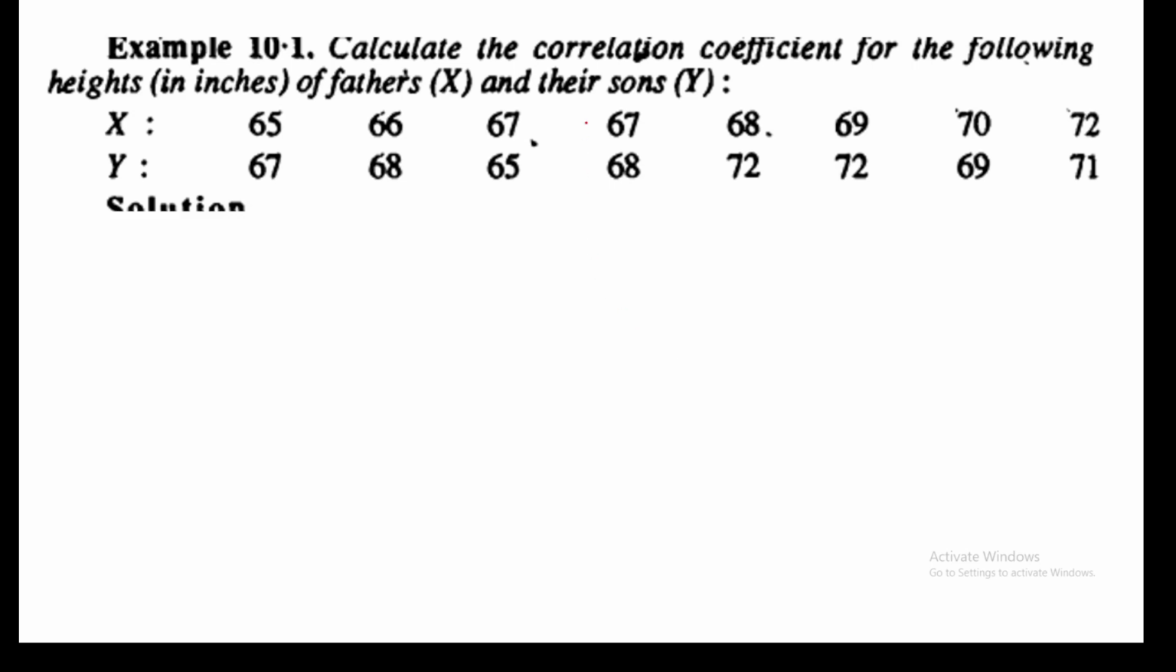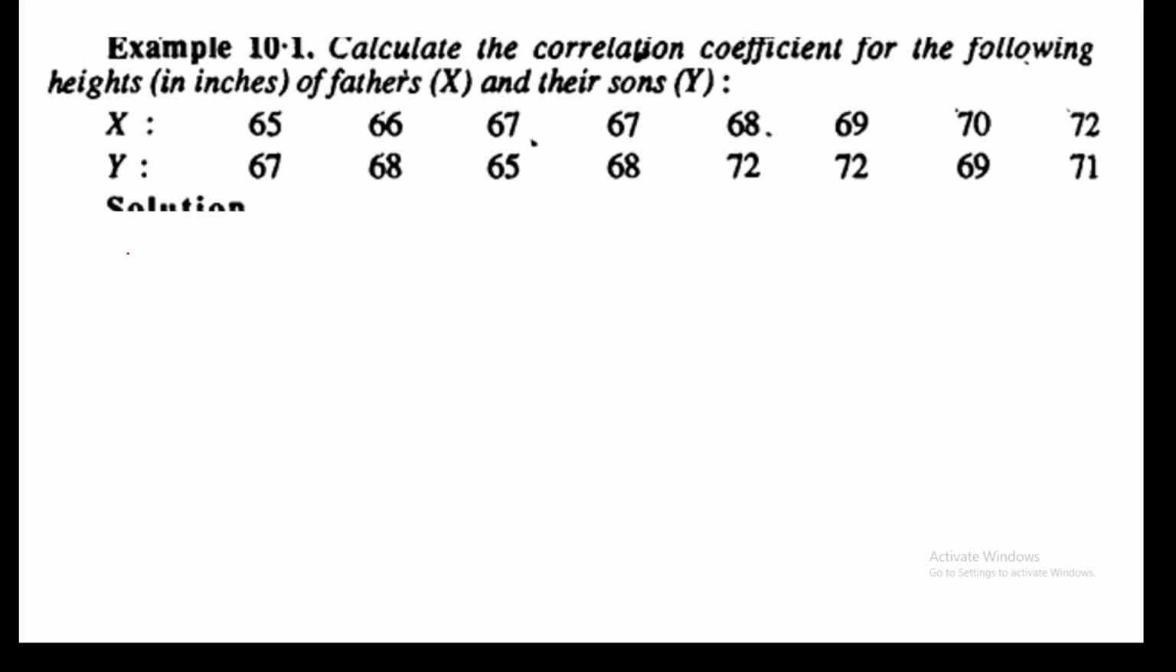So can we do one problem? We have to calculate the correlation coefficient for the following heights in inches of fathers x and their sons y. So please calculate the correlation coefficient. We have x and y values. Even we can get the intercept also, or regression line also, slope also we can get it. First we'll try to find out the correlation coefficient.